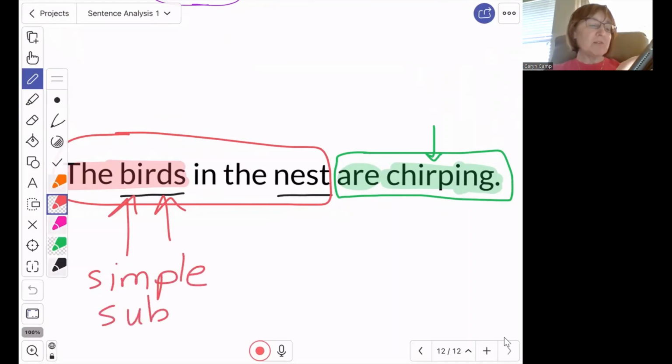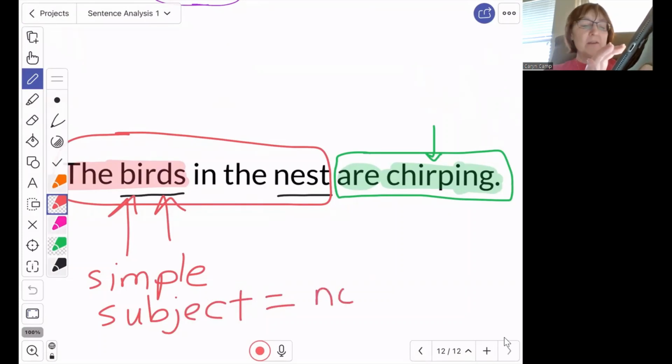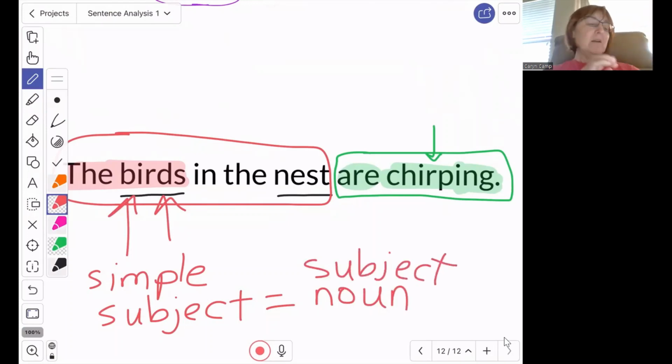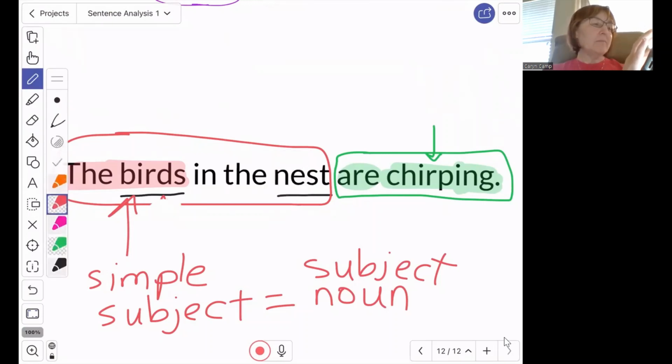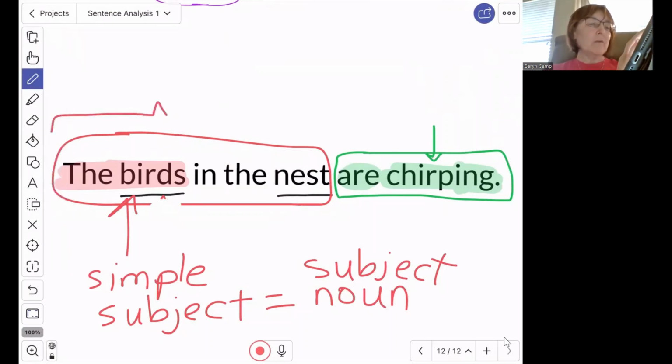The simple subject would be just the subject noun, the noun in the subject that we say is the subject noun. Okay, that would be the simple subject. This whole thing we would call the complete subject.